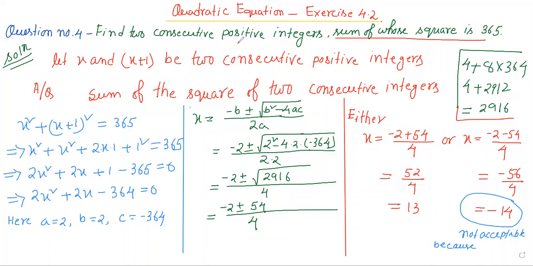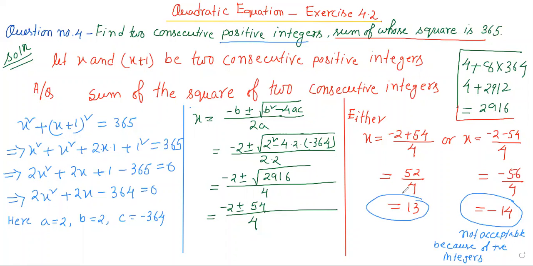Because it says consecutive positive integers, right? So that means the value of x should be positive. We will consider the positive value because of positive integers. We will not consider this part. So we will not consider the value of x equal to minus 14 because here it is said positive integers. Okay, so we'll consider only x equal to 13.